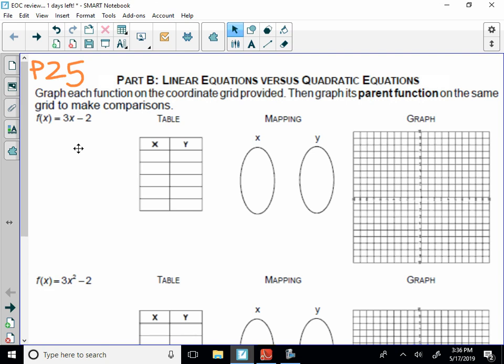I'm going to be working in your orange book, so please find your orange book on page 25, and if you don't have your orange book, then just watch and learn some stuff about linear versus quadratic.